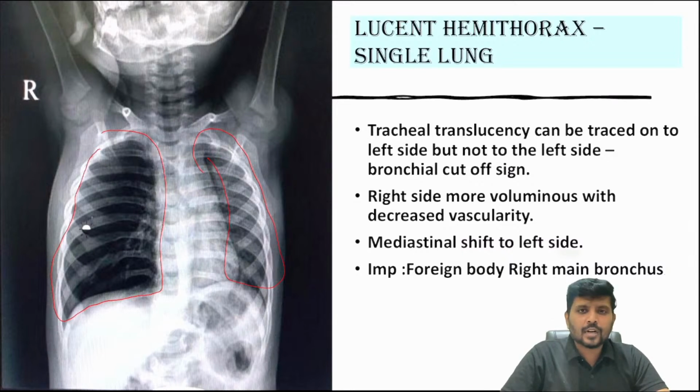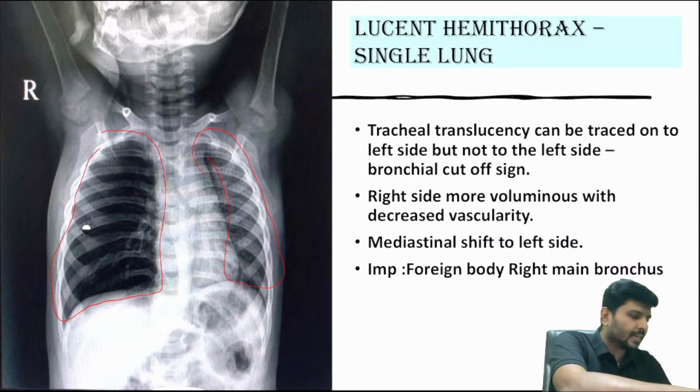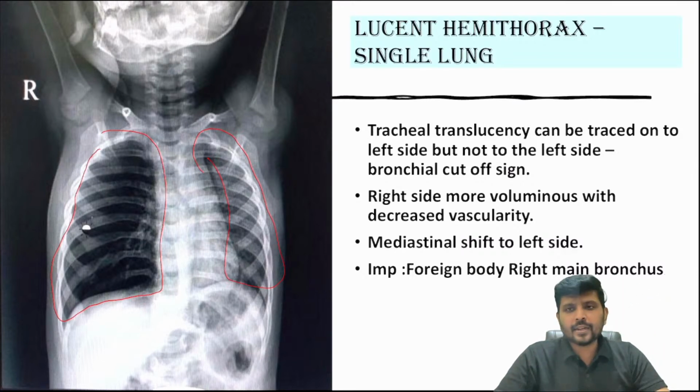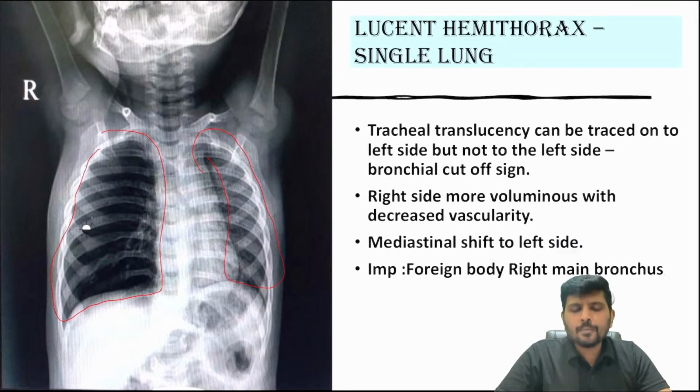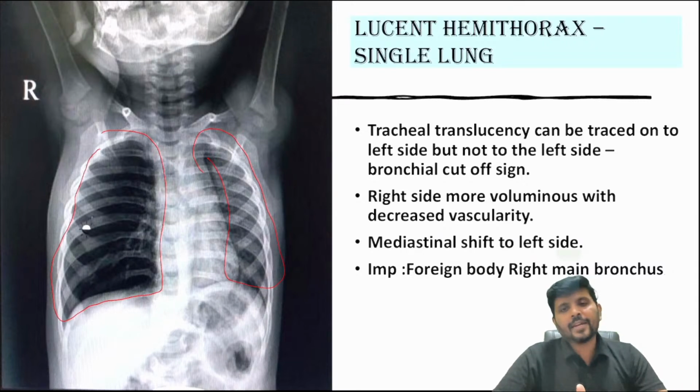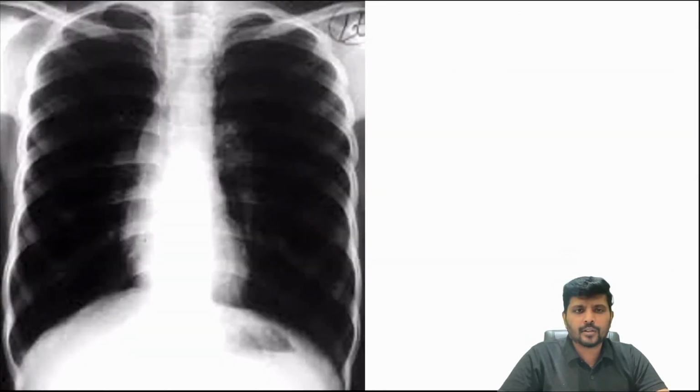What is this pattern called? Obstructive emphysema pattern. In pediatrics, obstructive emphysema is characterized by foreign body unless otherwise proved, involving your right main bronchus. Whenever you see a hyperlucent lung on the right side with increased volume and aeration, it is foreign body in the right main bronchus. If it involves the left lung, then it is foreign body in the left main bronchus.